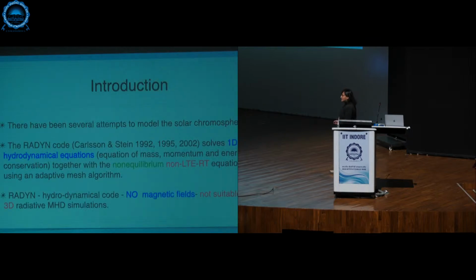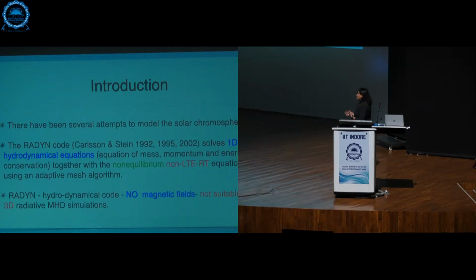So, there have been many attempts to solve this problem in order to model the solar chromosphere and solar atmosphere in general. The RADYN code of Carlson and Stein solves 1D hydrodynamical equations of mass, momentum, and energy together with the non-equilibrium, non-LTE radiative transfer equation also. However, it is a hydro code and it is limited to 1D, and there is no magnetic field. So, it is not suitable for 3D radiative MHD simulations.